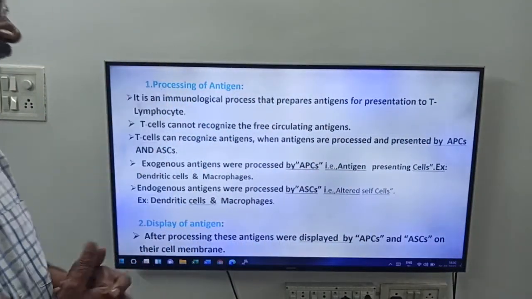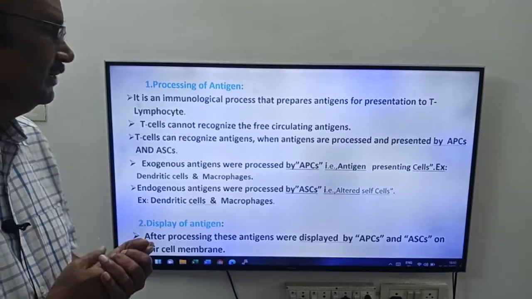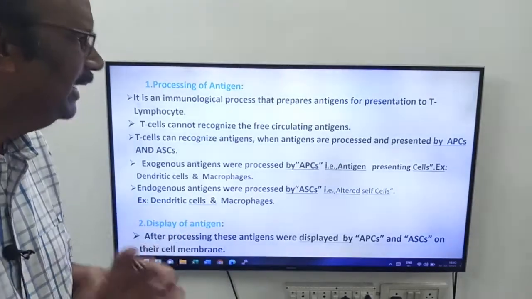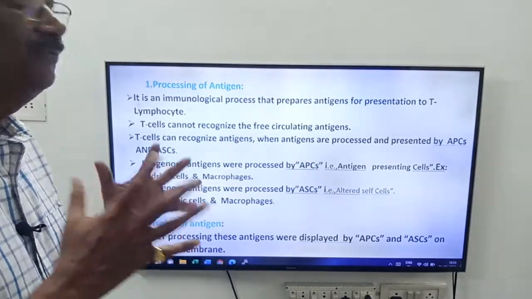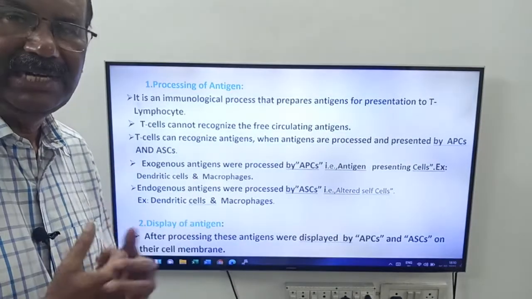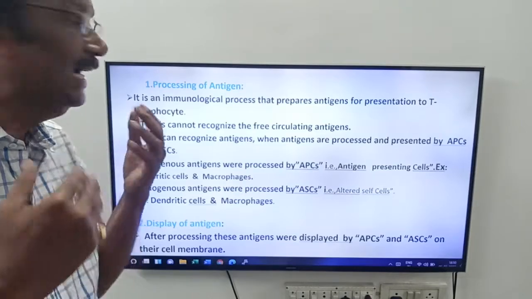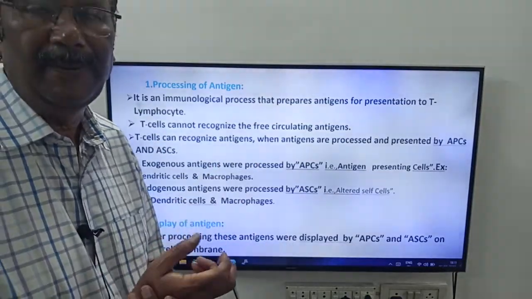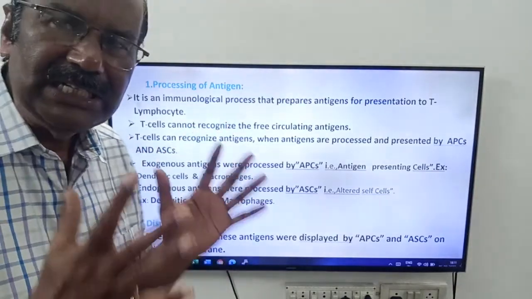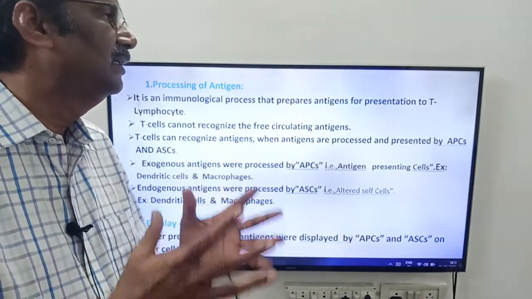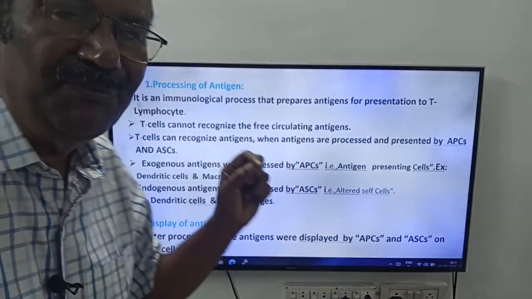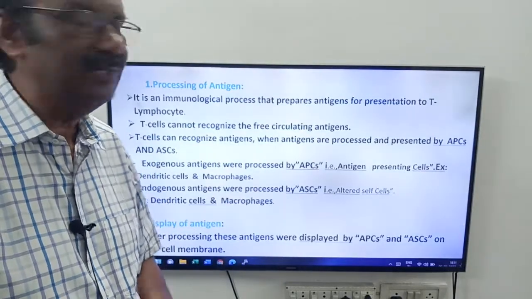See, friends, important. Processing of antigens. It is an immunological process that prepares antigens for presentation to T lymphocytes. Friends, when our body has antigens, these antigens have to be processed. It is an immunological process. In this process, antigens are prepared for presentation to T lymphocytes.